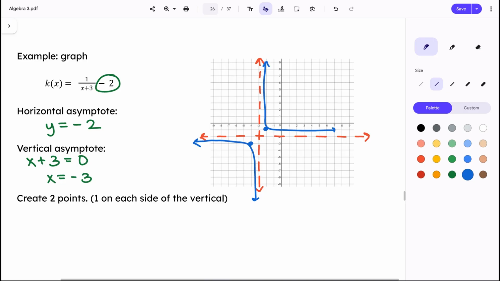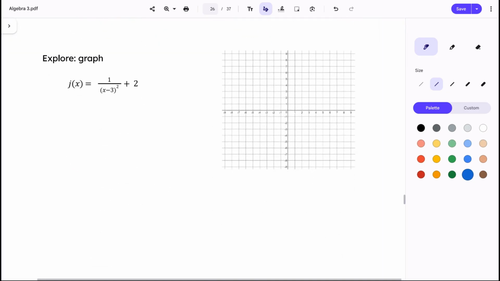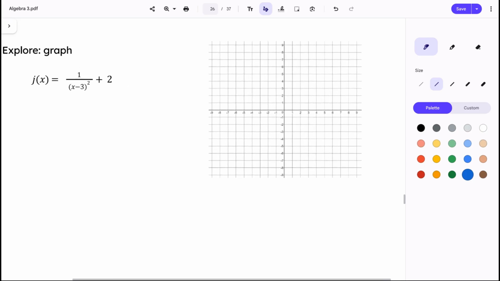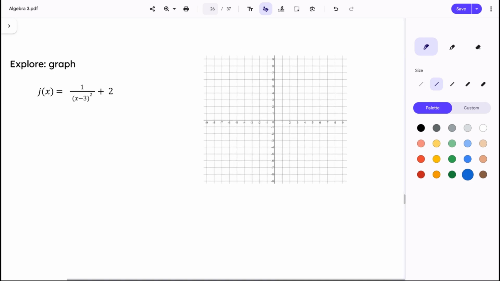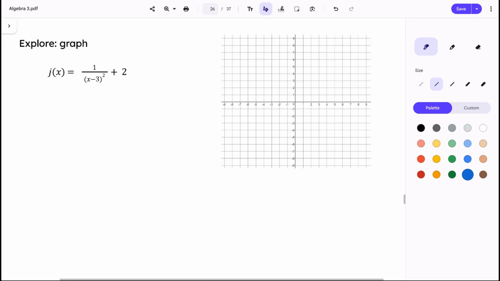Okay, so let's do one more. This one is going to look like that second case that we talked about because it's got a squared here. So again, if you kind of go back to that other page, that might help you a little bit. But let's kind of go through this. Let's focus on our vertical asymptote first. So that would be that denominator. So you're going to set this x minus 3 squared equal to 0. And what are you going to do to solve that?